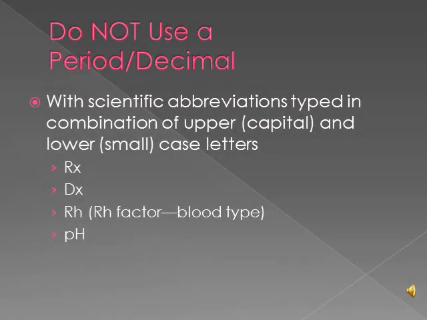When we have capital letters and lowercase letters together with scientific abbreviations, no periods. RX for treatment, DX for diagnosis, RH is a type of a blood type, an RH factor, pH, and there's many others. And notice, no periods.